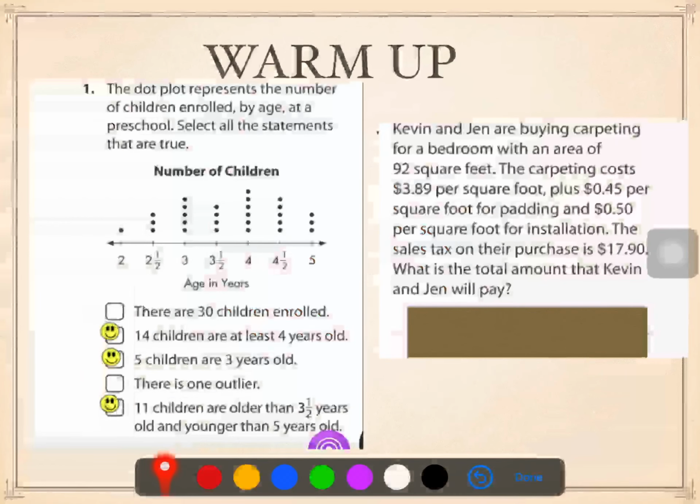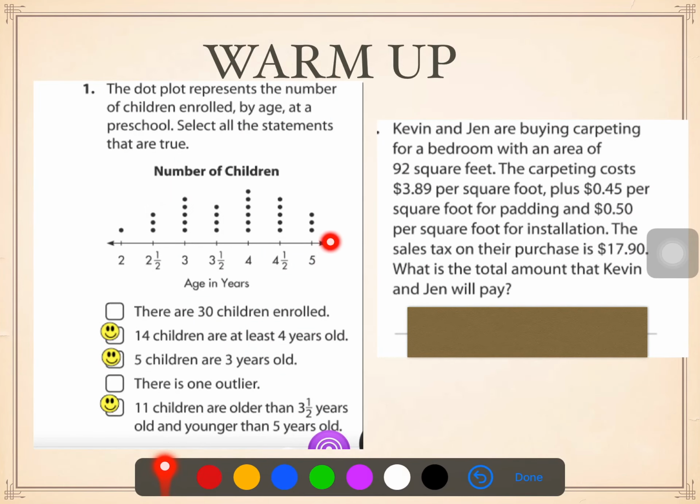14 children are at least 4 years old, and you would just count 4 and above, and you'd see that in this group there are 14 dots. 5 children are 3 years old, and again, it's a matter of counting. And that there are 11 children older than 3.5 and younger than 5, so between 3.5 and 4, and there's 11 dots. There are not 30 dots. There's only 27, so that's why the first one can't be true. And there is no outlier in this data set. Everything is compressed together. Okay.